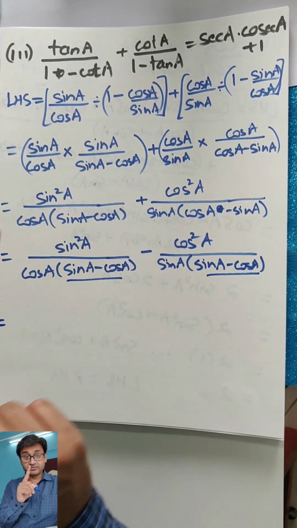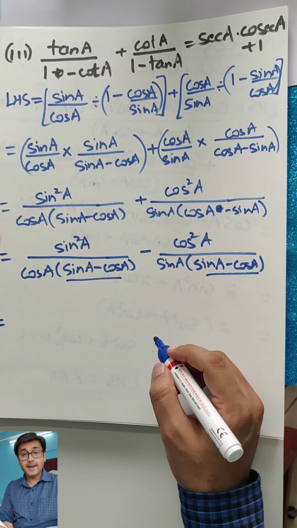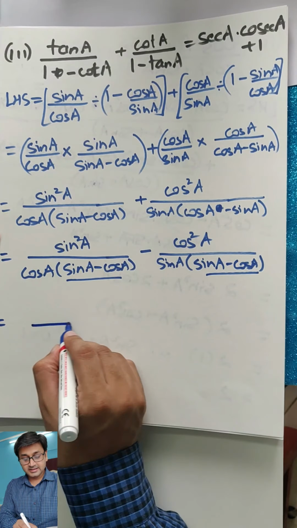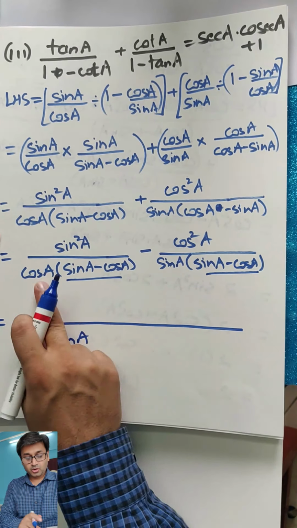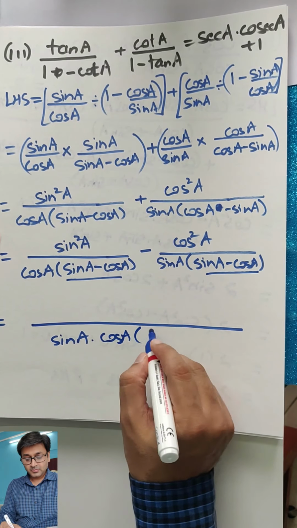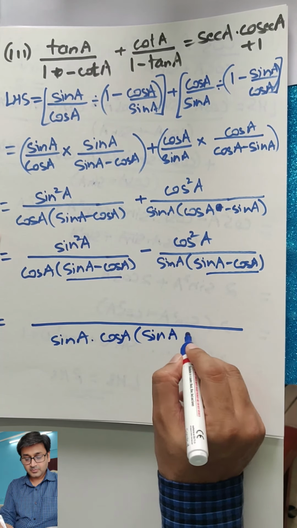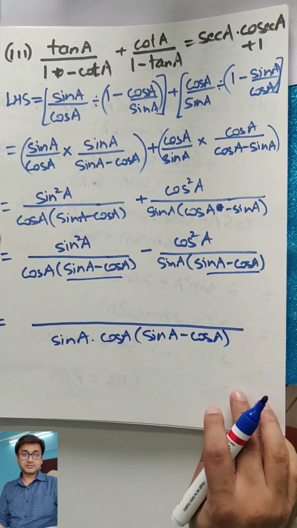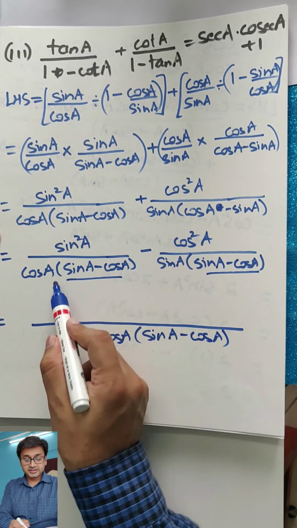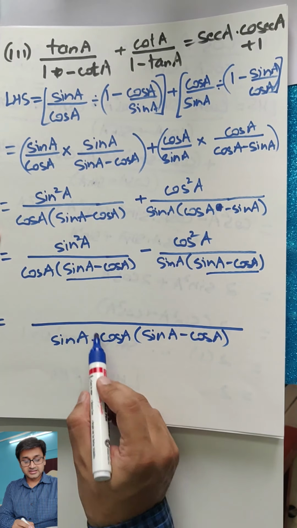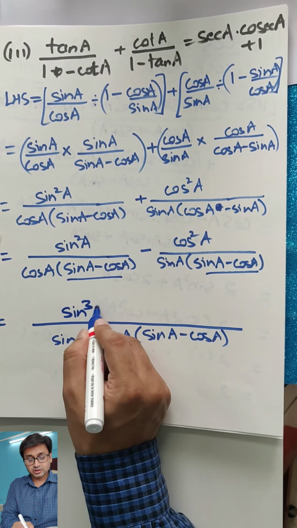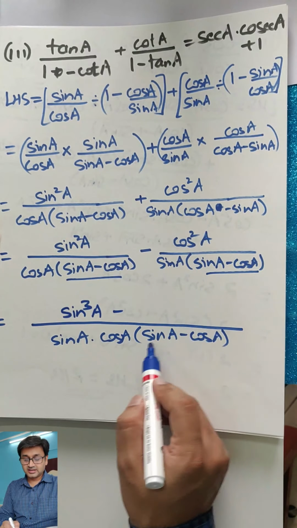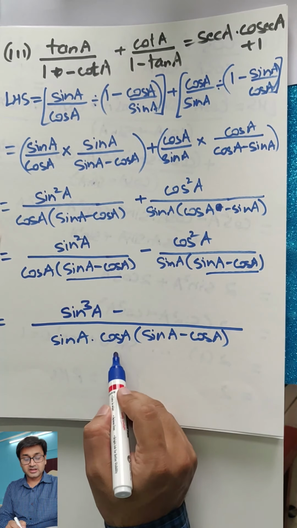So now look at this very carefully. What is going to be my LCM? So my LCM is sin A into cos A into sin A minus cos A. That's my LCM. For this part, cos A will get cancelled. What is left is sin A. So sin A and sin square will give me sin cube A. Likewise, this will get cancelled, sin A will get cancelled. What is left is cos A.